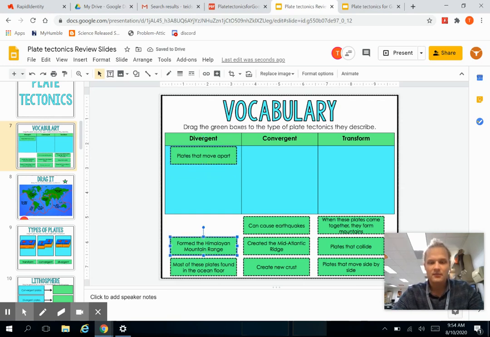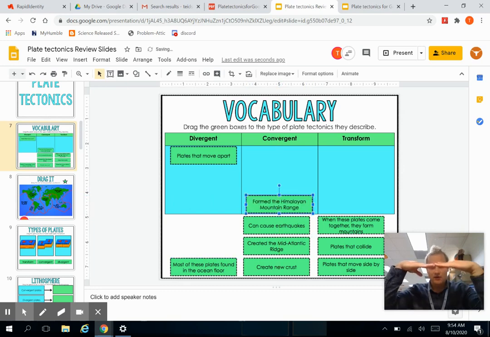Forming the Himalayan mountain range, that's going to be convergent because they're coming together, they're colliding, and they're creating mountains. They're getting much, much higher. The crust is being forced up. You can do this, and we will show you, like with a candy bar. We had a lab where you break the candy bar in half and then you push it back together, and you can see how a mountain forms just like it does on Earth, just on a smaller scale.